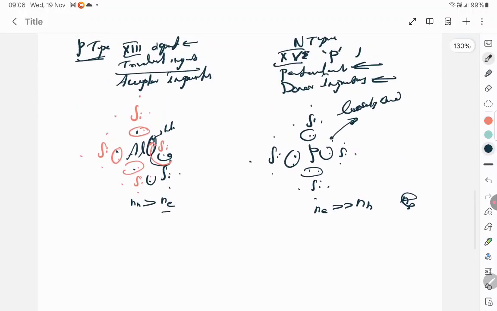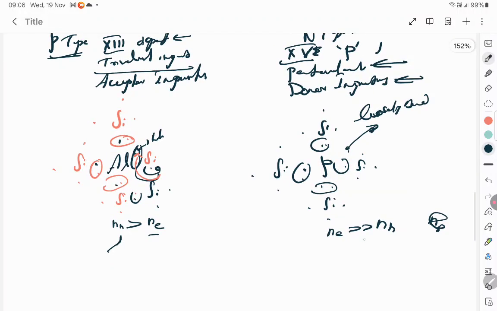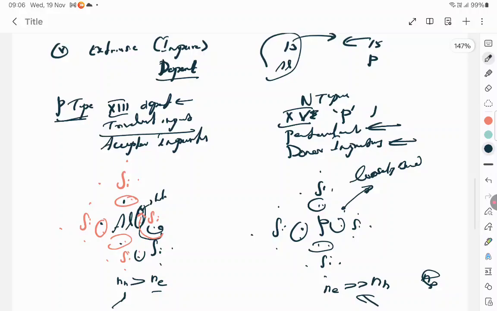So by adding a dopant, you are able to manage, increase or decrease the charge carrier concentration. If you want the holes to dominate, then you can add a dopant like that, or if you want electrons to dominate, you can do that too. So that's the advantage of doping. Okay, so now this is about the basic difference between n-type and p-type. You must draw the structure.